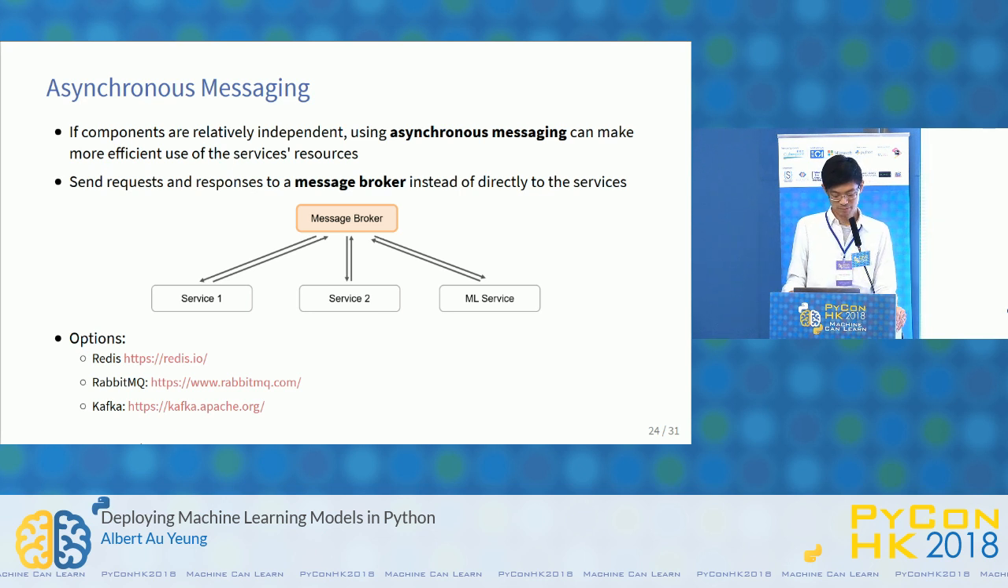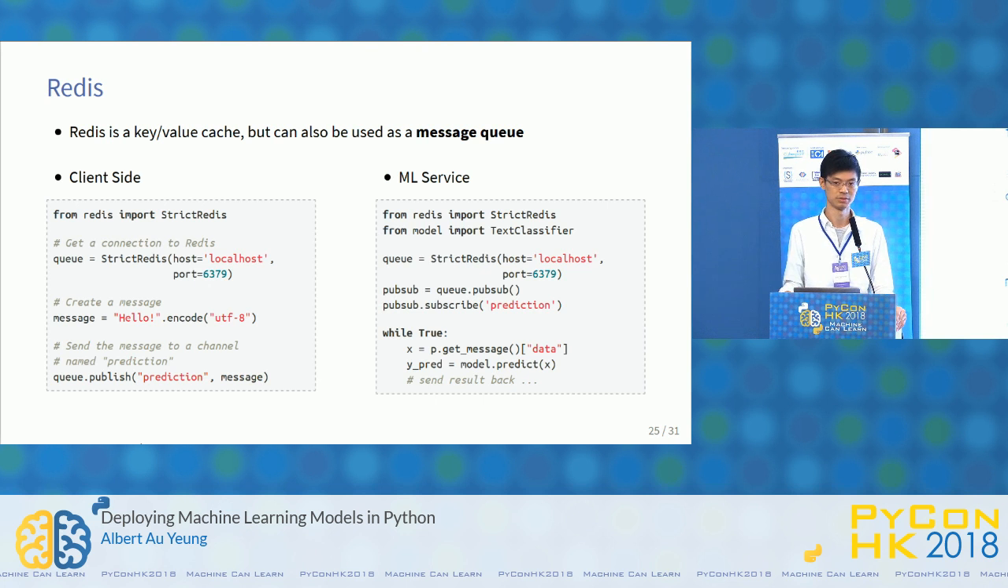Redis is usually used as a cache. You can specify the value of a key, and then you use it just as a simple database. But it has a publish subscribe function, which allows you to use it as a message queue or message broker. So if you want to do asynchronous messaging, you can simply do something like that.